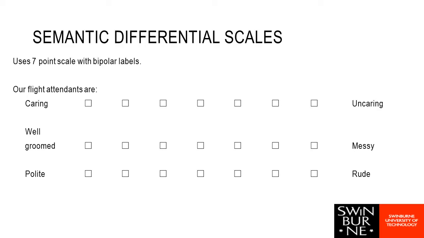Okay, so our next one, a semantic differential scale. This is where we have what we call bipolar labels. So that means we've got opposites at each end of our scale. So you can see here we've got caring and uncaring, well-groomed and messy, polite and rude. So for each of these descriptions, you're making a value judgment somewhere along the set of 7 points.